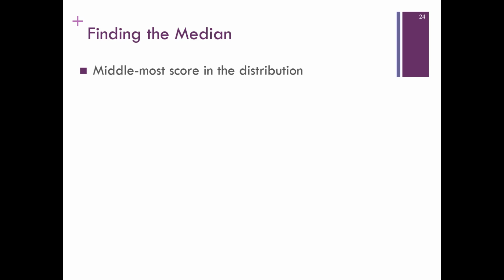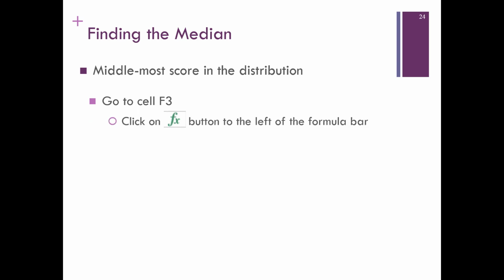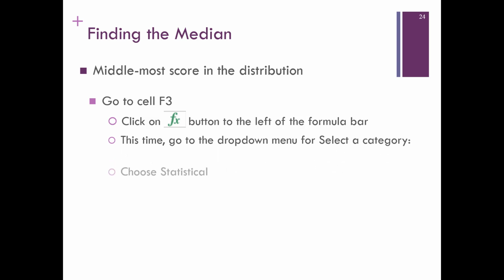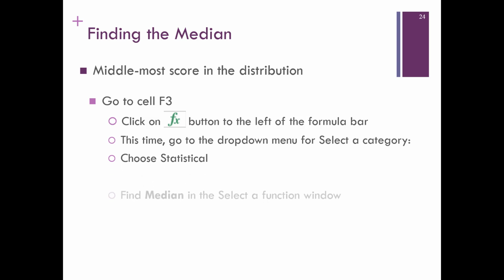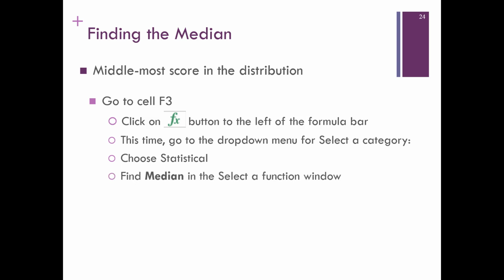So as you know, median is the middlemost score in the distribution, and we'll put that down in F3. And so this is another way of looking up that function. You can click on that FX button to the left of the formula bar. And then this time, here's another way to look for a function. You can go to select the category drop-down and then choose statistical. And then they'll give you a list of functions and you can find the median in that list.